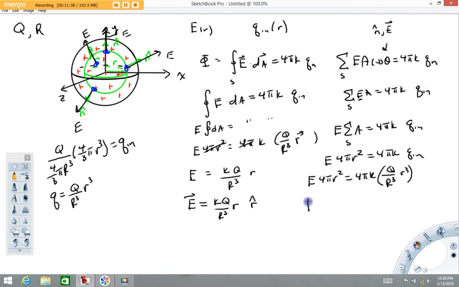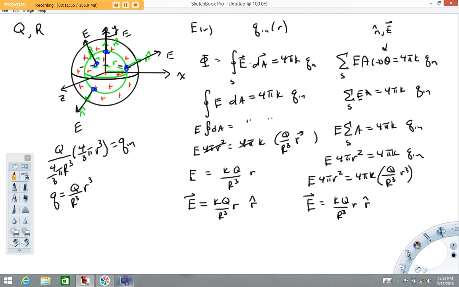Solve for this electric field, you get the same thing, including the direction. So it's the same problem, basically the same work, a little bit slightly different looking math, but that's about it. So that's how we apply Gauss's law inside of a surface with spherical symmetry.